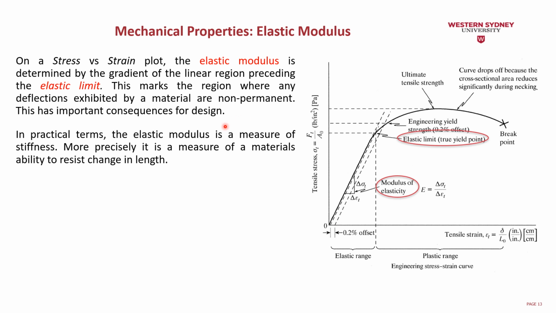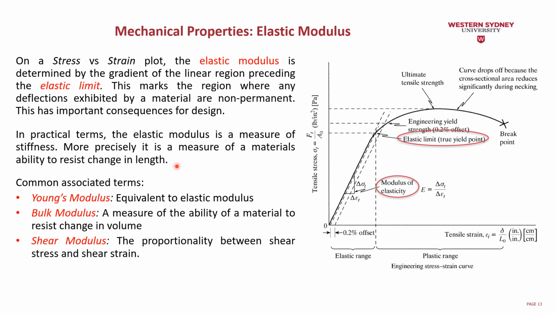So in practical terms, the elastic modulus is a measure of stiffness. More precisely, it is a measure of the material's ability to resist a change in length. Common associated terms are the Young modulus, which is equivalent to the elastic modulus. We have the bulk modulus, which is a measure of the ability of the material to resist a change in volume. So the Young modulus is equivalent to the elastic modulus, resistance to change in length, but the bulk modulus is for change in volume. The shear modulus is the proportionality between the shear stress and the shear strain.